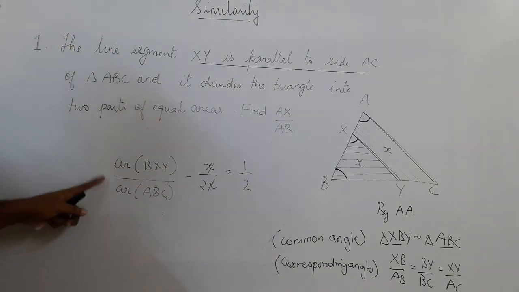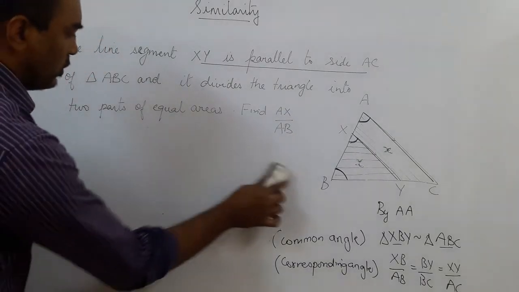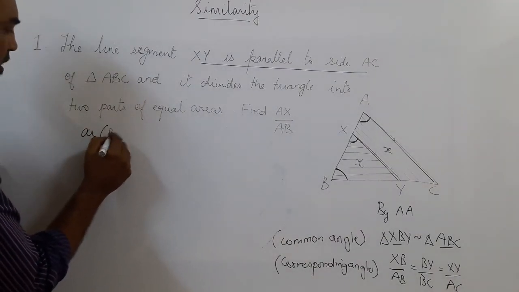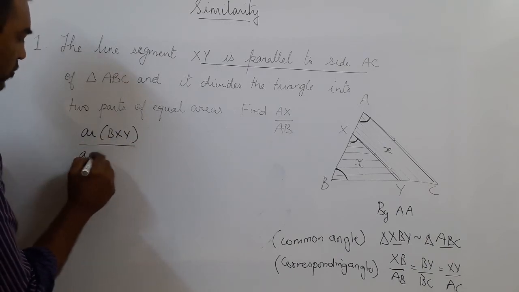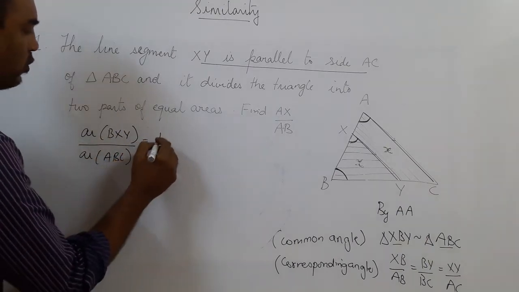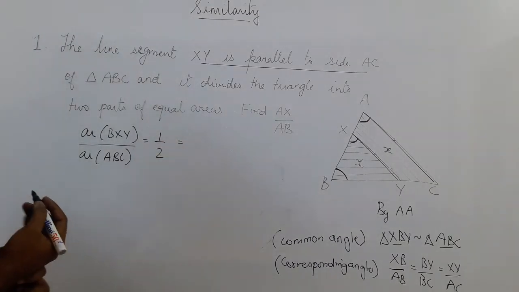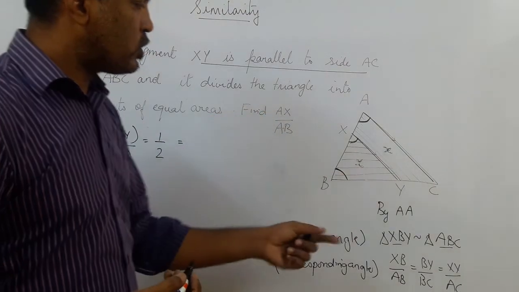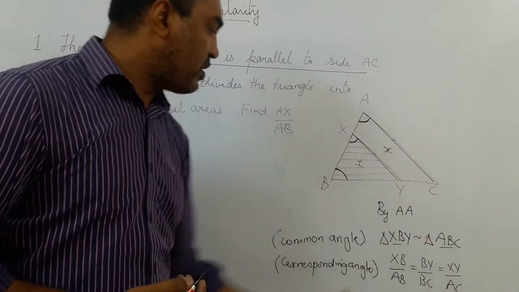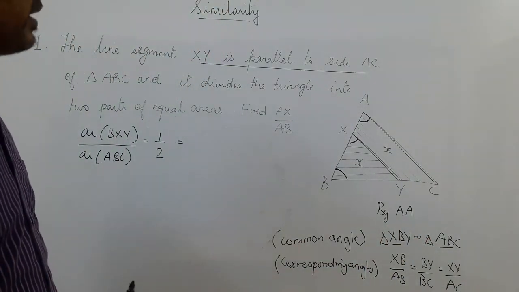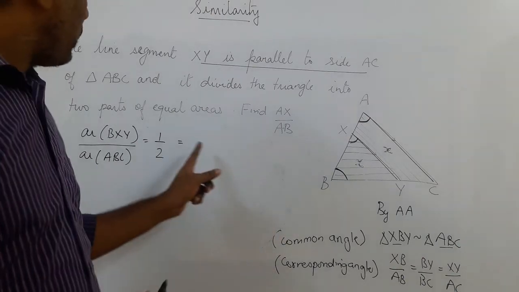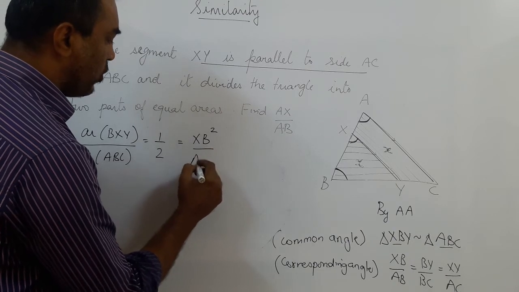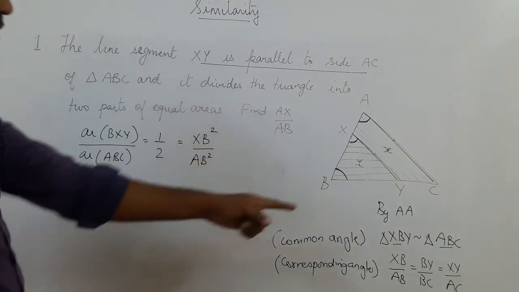So what we have got again, area of BXY upon ABC is 1 upon 2. So I will write it again. We have got area of triangle BXY upon area of triangle ABC is equal to 1 upon 2. But what we can write, area is the square of the corresponding sides of the triangle. I have shown both the triangles are similar, so the ratio of the corresponding sides will be equal. So the area ratio should be equal to XB square upon AB square.